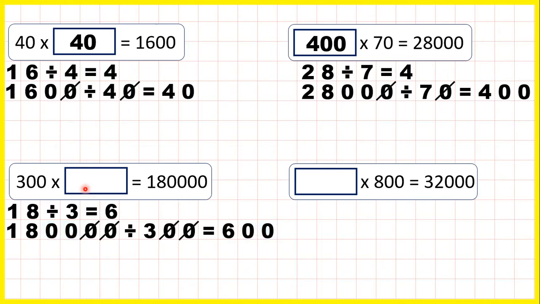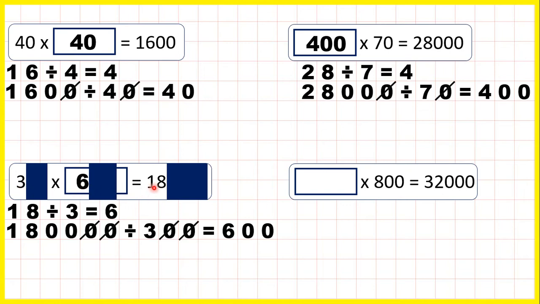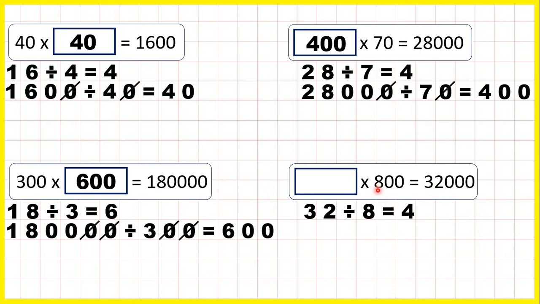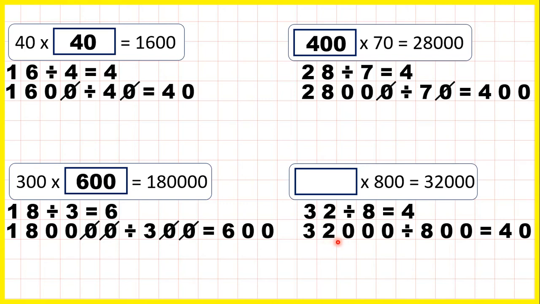So 300 times 600 is 180,000. That's because 3 times 6 is 18, but in our multiplication question, we have a total of 4 end zeros, so we need 4 end zeros in our answer. What times 800 is 32,000? Well, 32 divided by 8 is 4, and that fact helps us to work out 32,000 divided by 800.